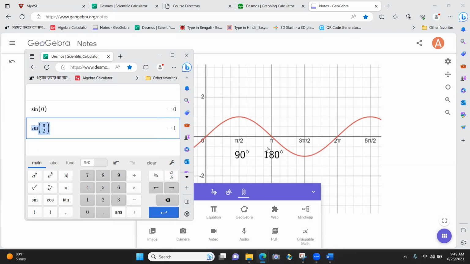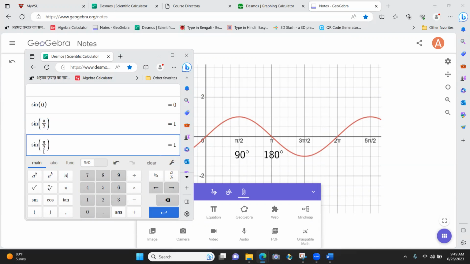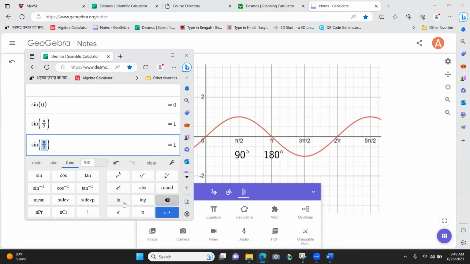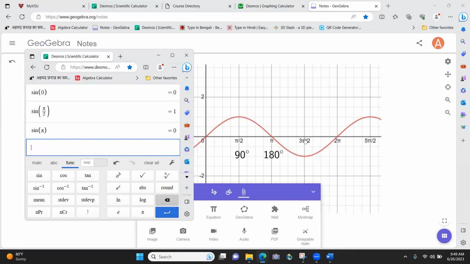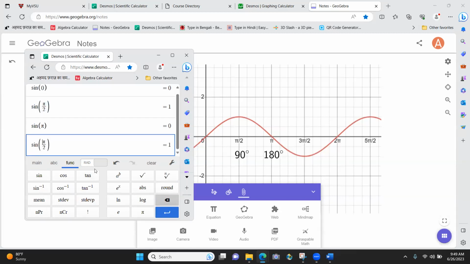The next one is sine of pi. Hopefully that's 0. Your calculator tells you it's 0. Your unit circle will tell you it's 0. So that's a good thing. 0. What about positive 3 pi over 2? What should that be? Well, hopefully that'll be negative 1. Negative 1. Got it. What about 2 pi? Hopefully that's going to be 0.